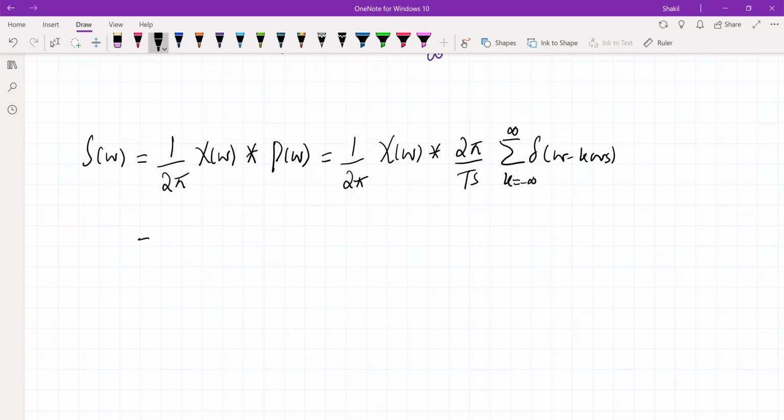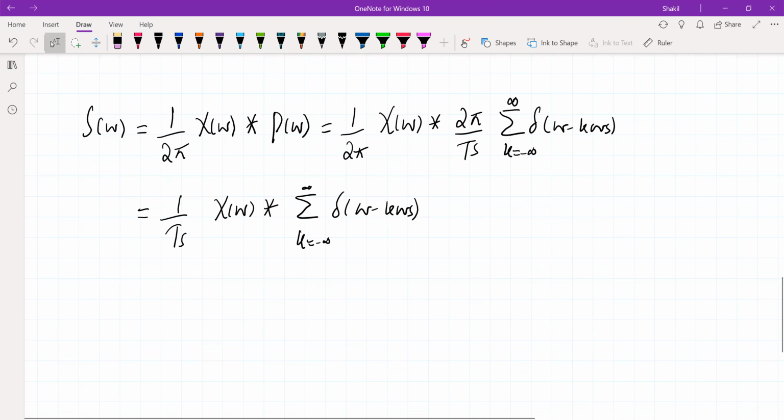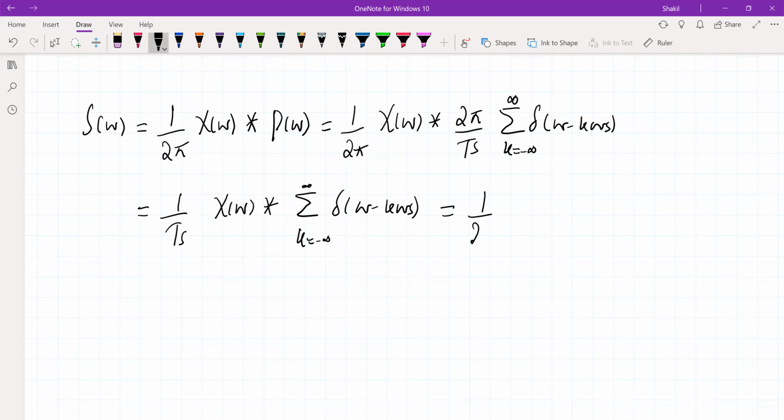Now 2π and 2π will cancel, and let me write 1/Ts outside. This will be X of omega convolved with the summation over k from minus infinity to infinity of delta(omega - k omega s). Now if I take this X of omega inside the summation, this will be 1/Ts summation, k running from minus infinity to infinity, X of omega convolved with delta(omega - k omega s).